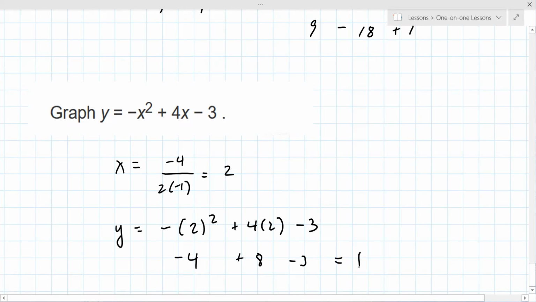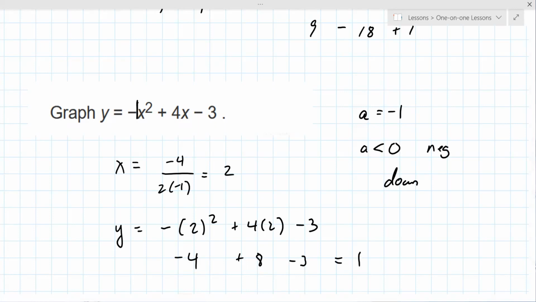Does it open up or down? It goes up. Why does it go up? What number is in front of x squared? It's negative, so a is equal to -1. A is less than 0, meaning it's negative, so it opens down. These are things you just have to know. You can't miss stuff like that because they're just definitions.